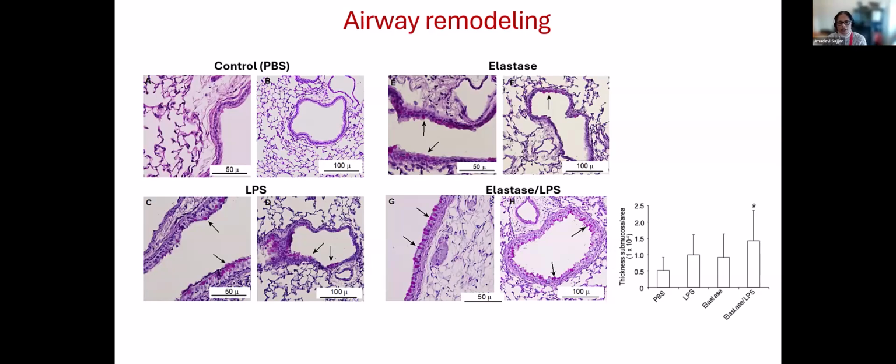So this was very interesting to us because COPD patients do have these features. Their small airways have goblet cell metaplasia, and also they show thickening of the airway wall. So we then quantified the airway wall thickening by morphometry, and we showed that it was only increased in mice that were treated with the combination of elastase and LPS.